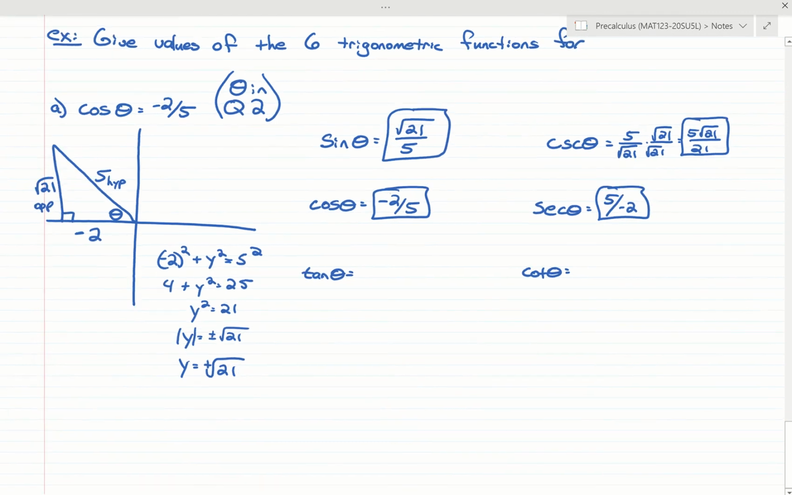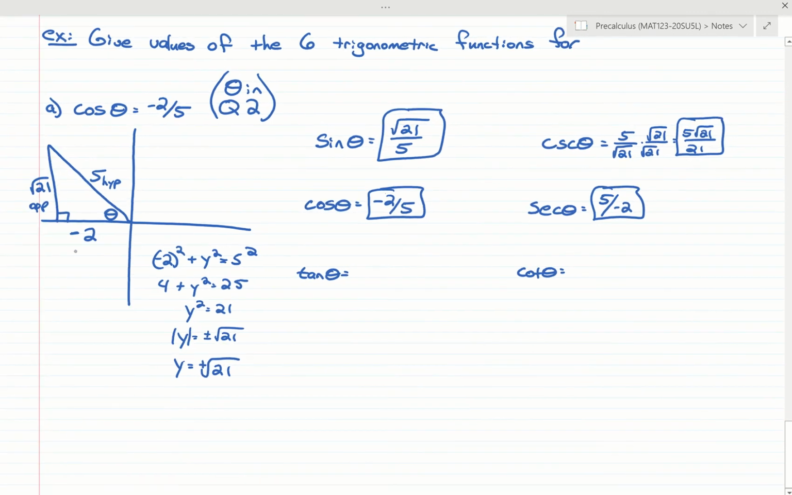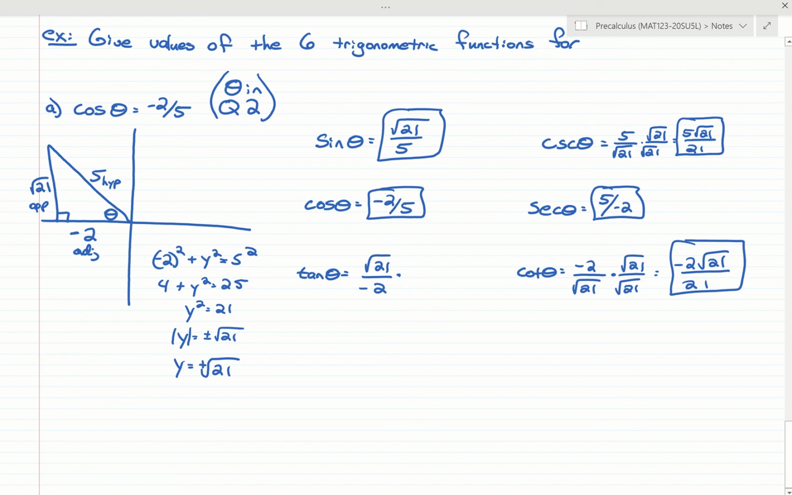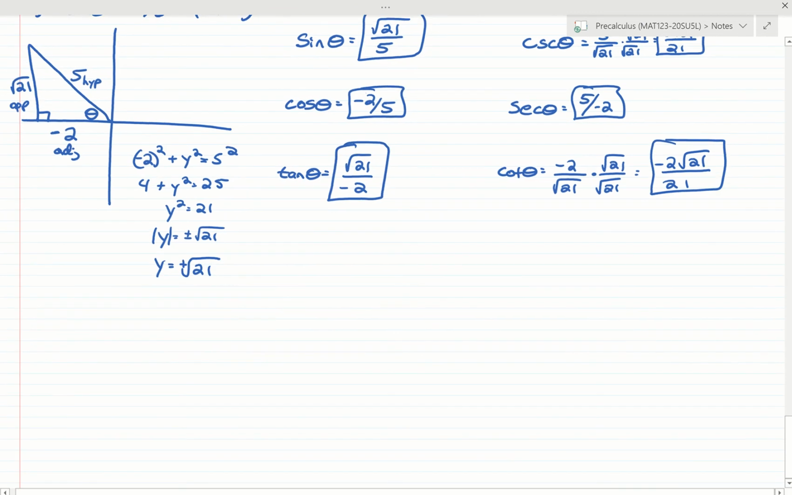And then for tangent, we're going to write the opposite over the adjacent. And we'll rationalize the cotangent, root 21 over itself. So we get negative 2 root 21 over 21. And our tangent answer would be this. Okay, we'll do one more and then that'll be it for this section.